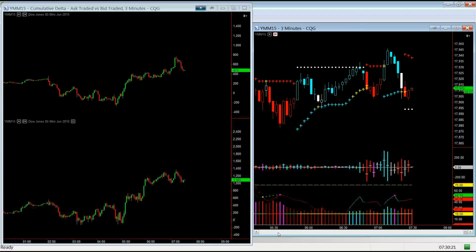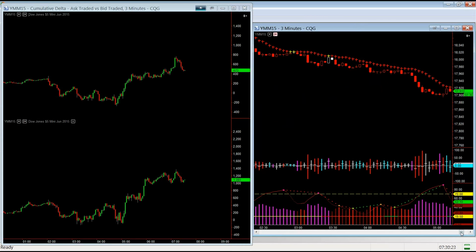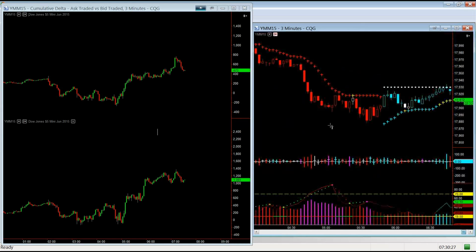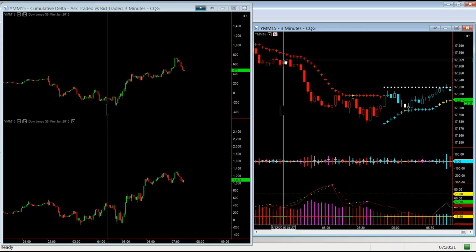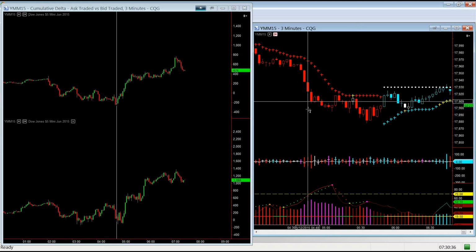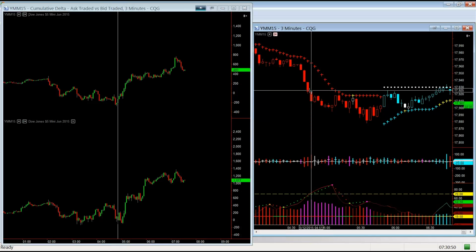But I want y'all to actually visualize what happened. Okay? So this market is going down, right? Down, down, down, down. All right. Here, they start buying it. Do y'all see that? Look at the cumulative delta. They start buying the market here. Okay? Everybody understand that?